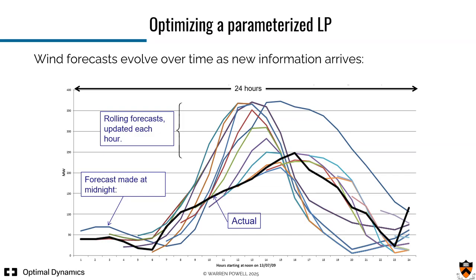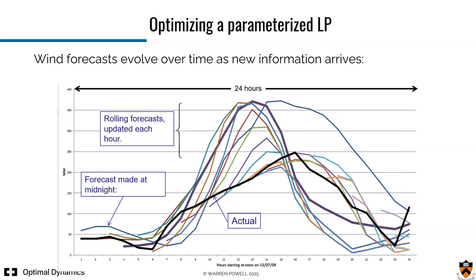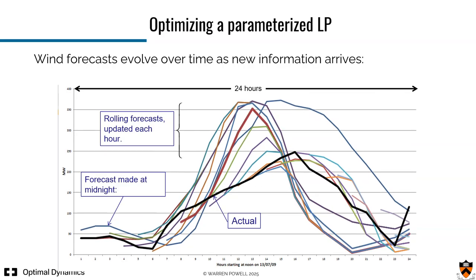This is real data taken from PJM Interconnection. It's over a 24-hour period. The black line is the actual energy from the wind farm over the 24 hours. And then there's a series of forecasts. This is the first forecast starting at midnight, and then it's updated hourly. You can see that these forecasts change quite a bit. So wind further than 4 or 5 hours out is very hard to predict.